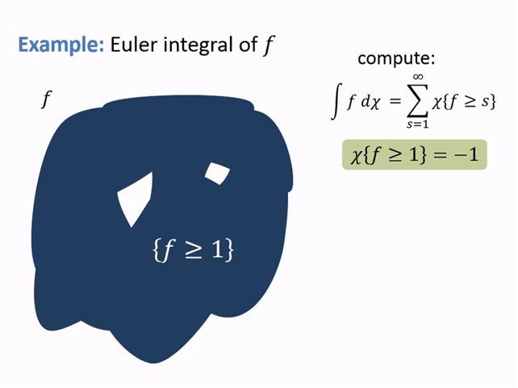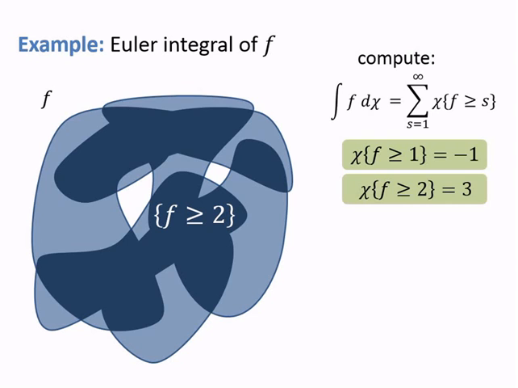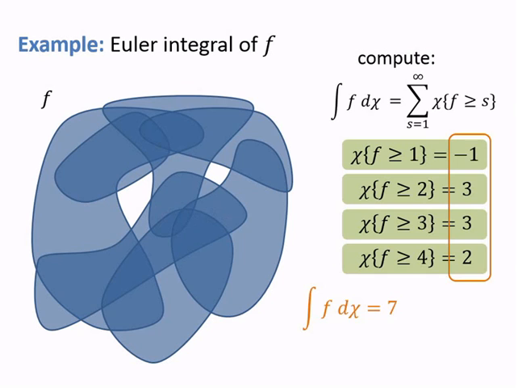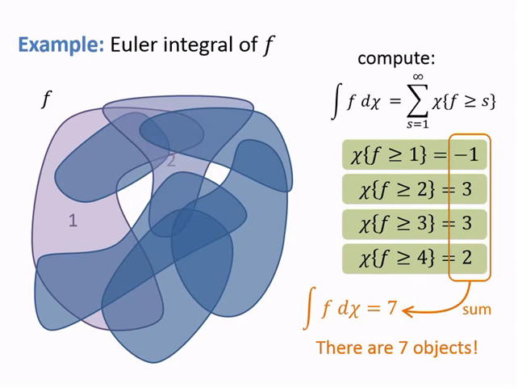The set on which the function has value at least 2 has three connected components, as does the set on which it has value at least 3. There are only two connected components where the function has value at least 4, and then that's it. So I add up these values, and I find the sum is 7, which is the Euler integral. And in fact, there were 7 objects here. It might be hard to count them, but we can color them. So there's the first one, and the second one, third one, fourth one, the fifth one, the sixth one, and the seventh one. So now you see there are, in fact, 7 objects.